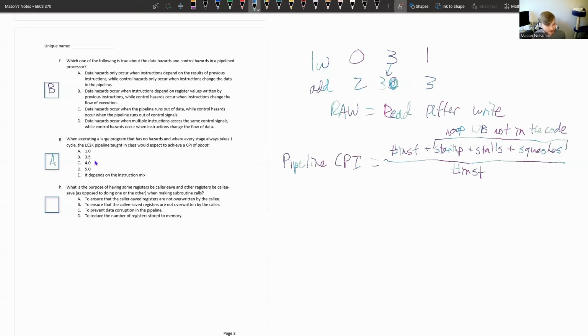C, to prevent data corruption in the pipeline. That's a non sequitur, since caller and callee really has to do with the assembly code. The actual implementation of the microarchitecture is completely separate from how we use the code. As long as we're using the same ISA, it's the programmer's job to conform to the ISA, and it's the architect's job to also conform to the ISA on the hardware side. So those are completely separate things. So that leaves D as the correct answer, to reduce the number of registers stored to memory.